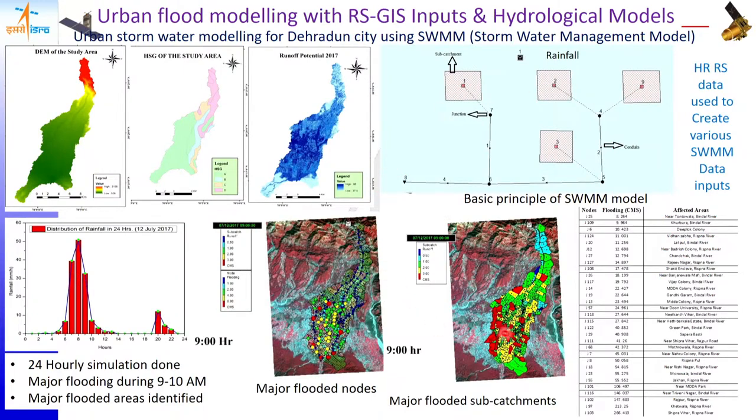And then apart from these models, you can also go for the integrated fully storm water management models, which is again an example of the Dehradun city. And we can identify these red areas which are showing the wards which get frequently flooded in the monsoon season.